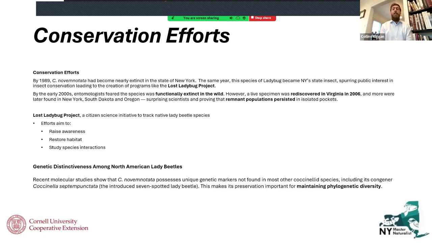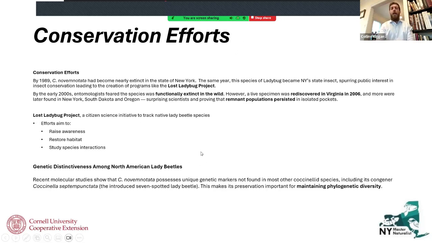The Lost Ladybug Project is a great citizen science initiative. Their big efforts with this are to raise awareness, like we're doing here, talking about it, restoring their habitat, and then studying species interactions, and most likely their interactions with the non-native species.